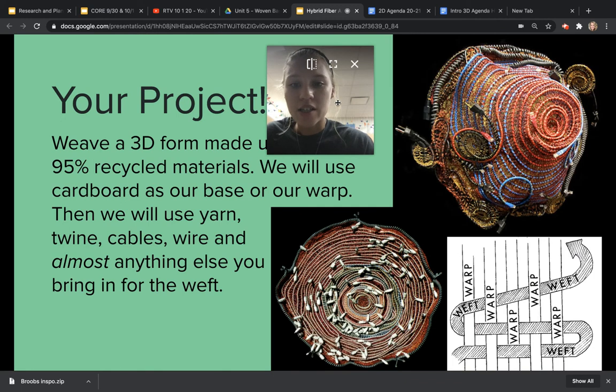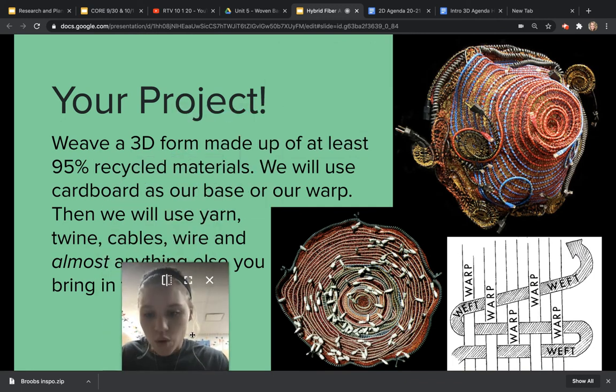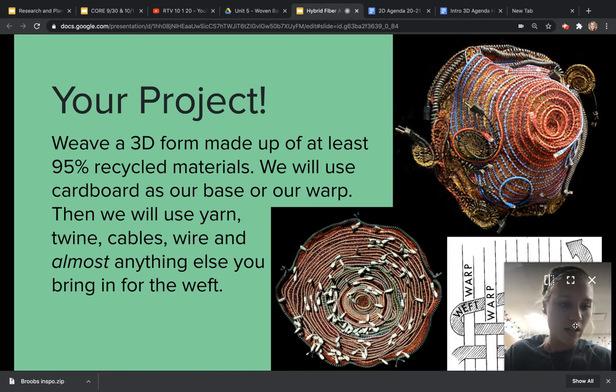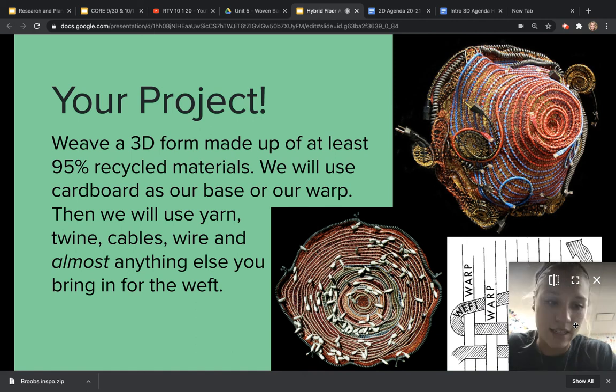So our project is going to be taking these two ideas. I'm trying to find the best place for my picture, I'm so sorry. Taking these two ideas of incorporating your identity into a weaving.